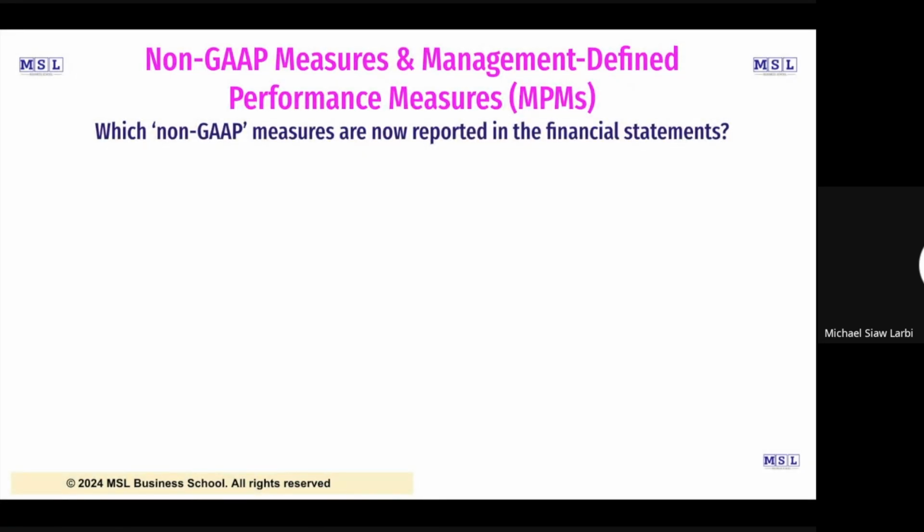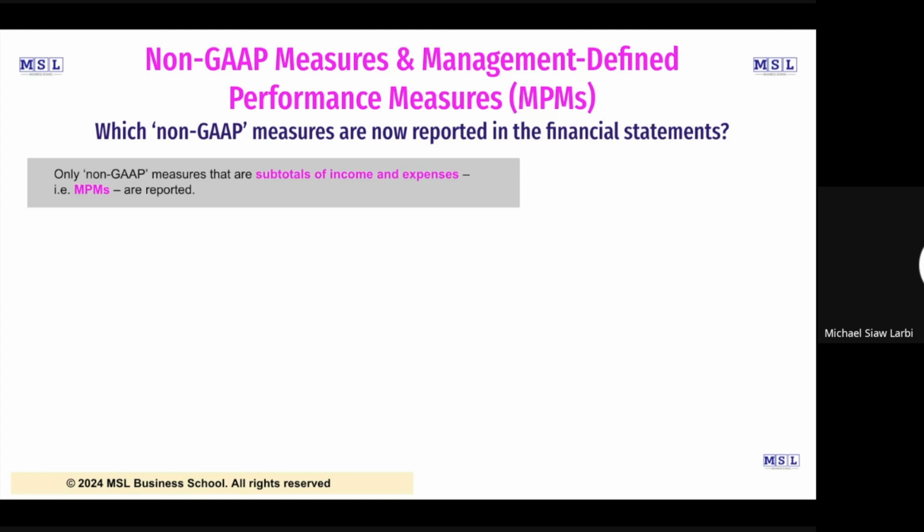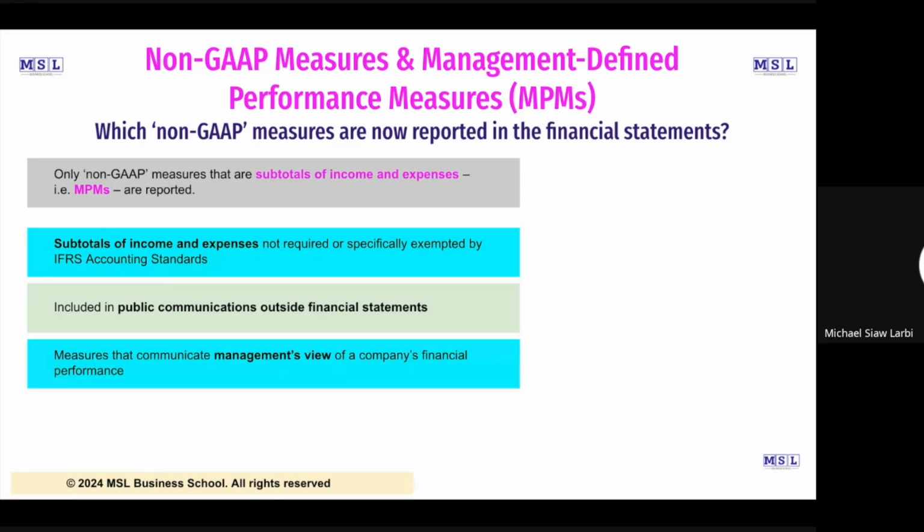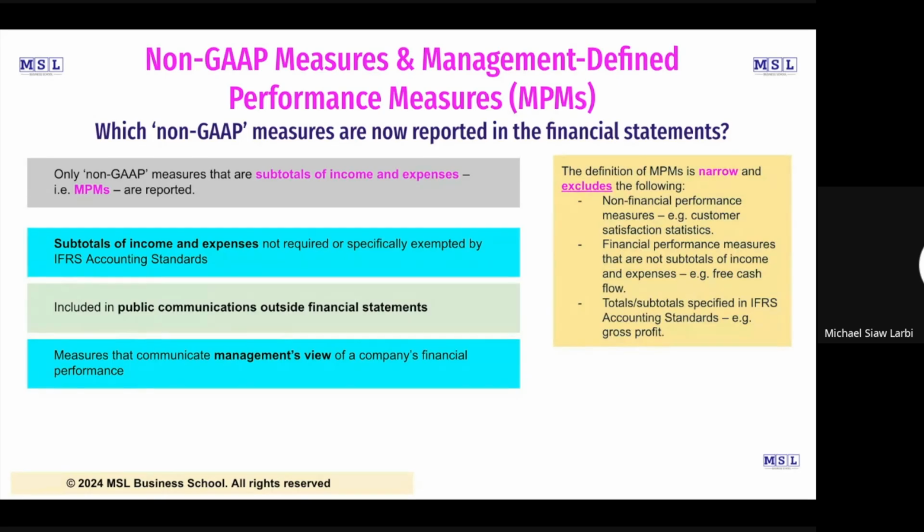So which non-GAAP measures are now reported in the financials? So report only non-GAAP measures that are subtotals of income and expenses, right? Those are what we call MPMs. We'll come to that. So subtotals of income and expense not required or specifically exempted by another IFRS, that is included in the company's public communication outside their financials. Measures that communicate management's view of their performance, right? And then the definition is narrow.